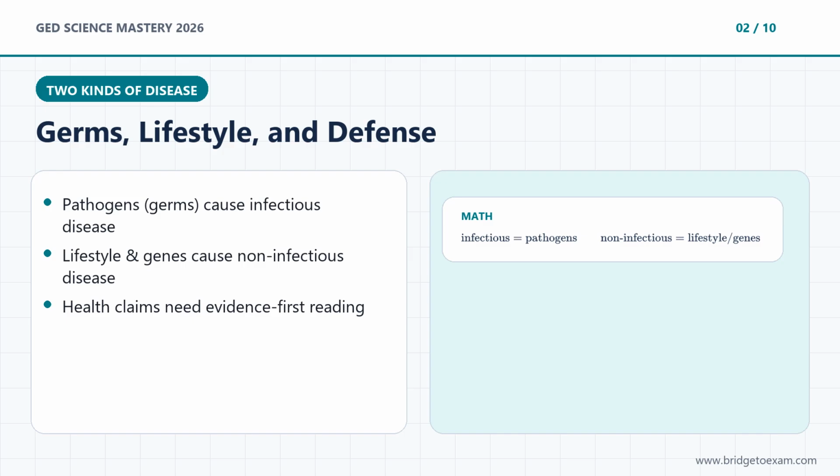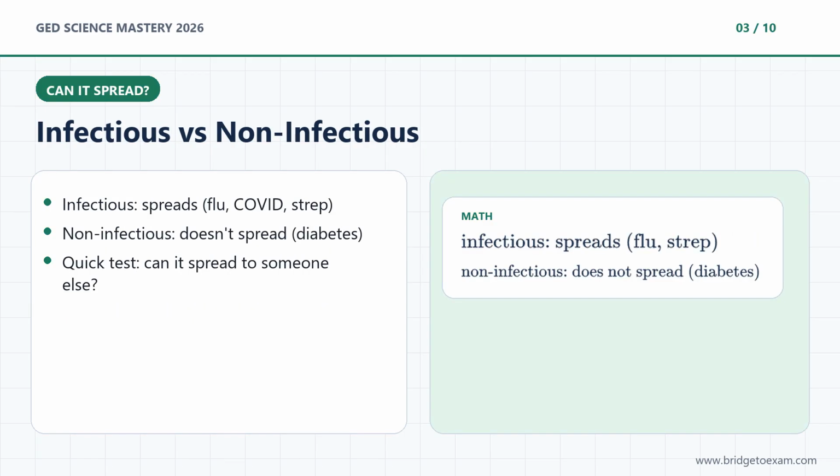Here's the big picture. Some diseases spread because tiny invaders called pathogens, germs, get into the body, and your immune system fights them in layers. Other diseases are not caused by germs at all. They come from lifestyle and genetics, like most heart disease and diabetes. Staying healthy means two things: feeding your body the right nutrients and reading health claims with the same evidence-first care you use on every other part of this test. Germs, lifestyle, and careful reading. That is the map. Let's sharpen that split because the GED tests it directly.